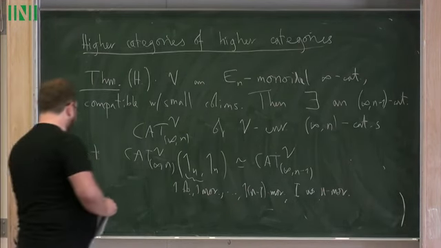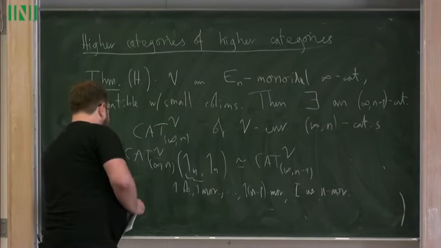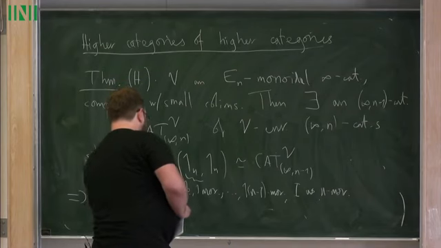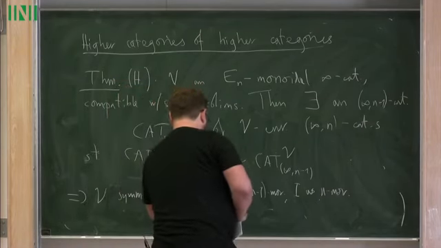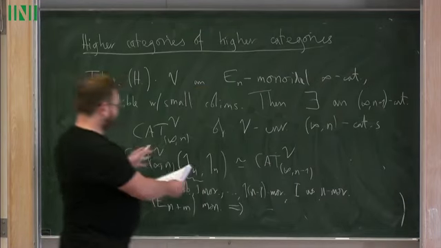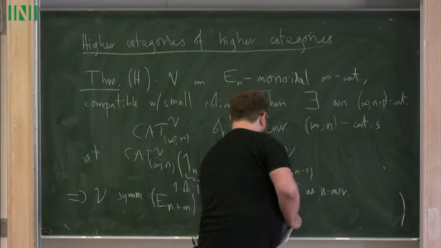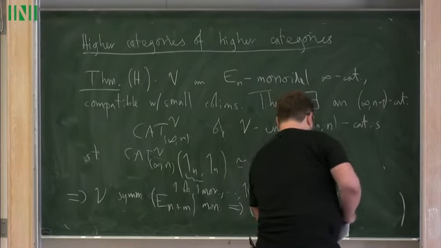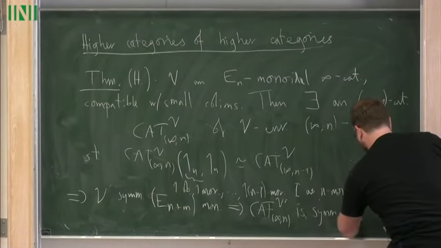immediately that if V is not just E_n monoidal, but say symmetric monoidal, or more generally E_(n+m), then this infinity (n+1)-category Cat_infinity^n(V) is again symmetric monoidal, or if it was E_(n+m) monoidal, it will be E_m monoidal.